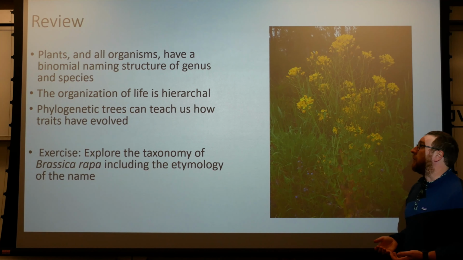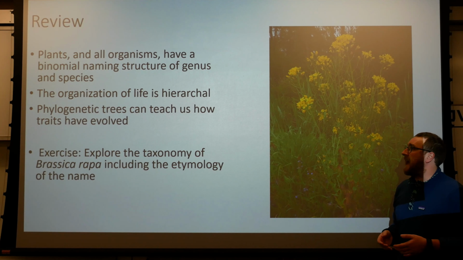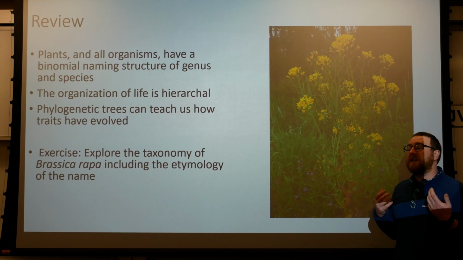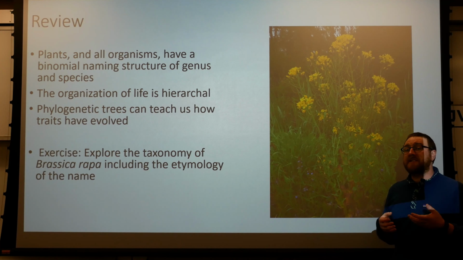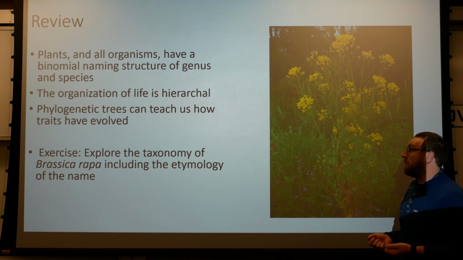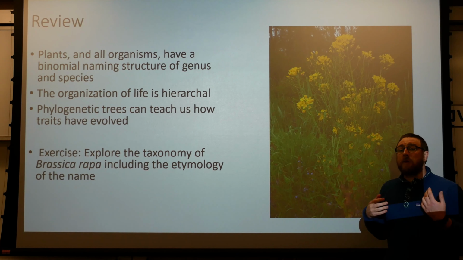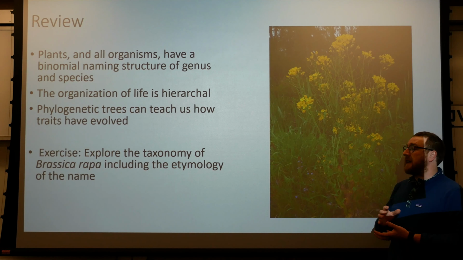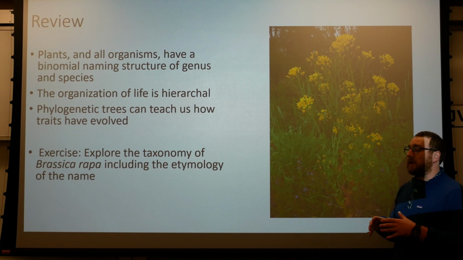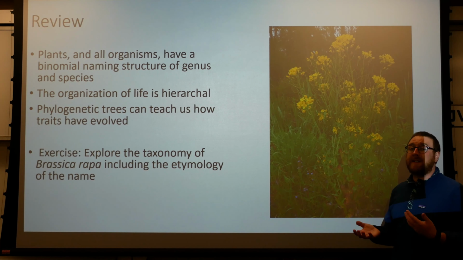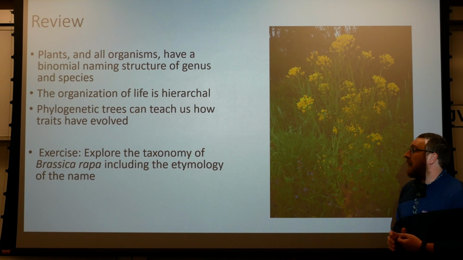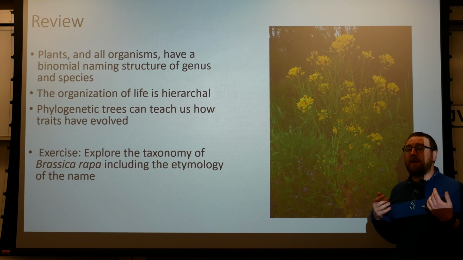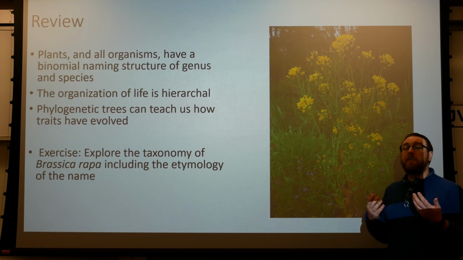So to quickly review, plants and all organisms have these binomial names of genus and species that allow us to get a lot of information and standardize what we're calling what. The organization that we put life in is a very hierarchical organization. Think of it as nesting dolls together so you can understand quickly how things are related to each other. And using phylogenetic trees is a good way to teach us how traits evolve and when traits might have evolved for various reasons.